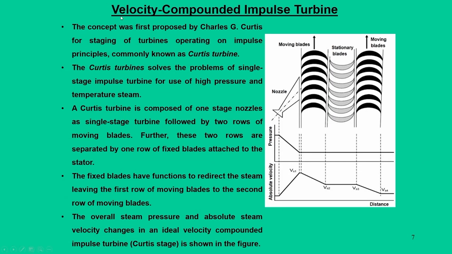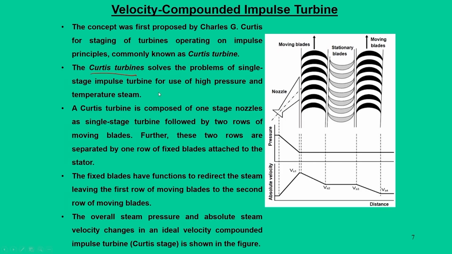First, let us stick to the velocity compounding impulse turbine. Typically, when the compounding concept comes into the picture, scientists try to find the possible configurations or arrangements for how we can make it. They came up with some designs, and one of the most important designs from a practical viewpoint is the Curtis turbine. It was proposed by Charles G. Curtis, employing the staging of the turbine through the impulse principle. So, when you say velocity compounded in steam power terminology, we say Curtis turbine or Curtis stage.